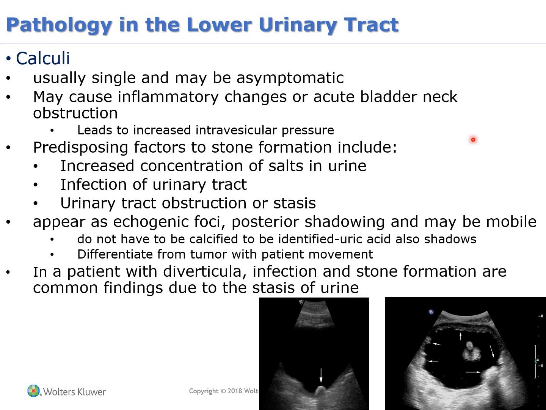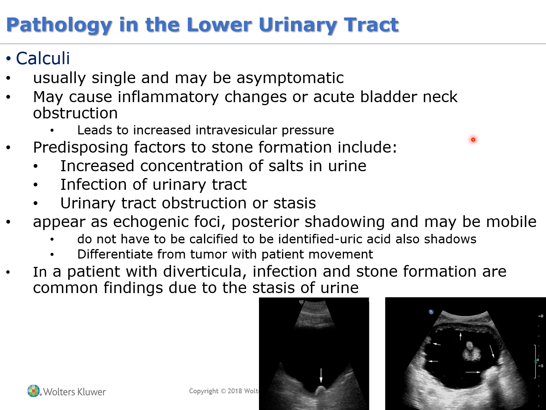Urinary tract infection often leads to stasis or is caused by stasis, or leads to the sloughing off of materials, and if those materials accumulate, they can create a stone. And we know that anytime there's stasis and urine sits, it's more likely to accumulate and create a stone. These will appear like any other stone.